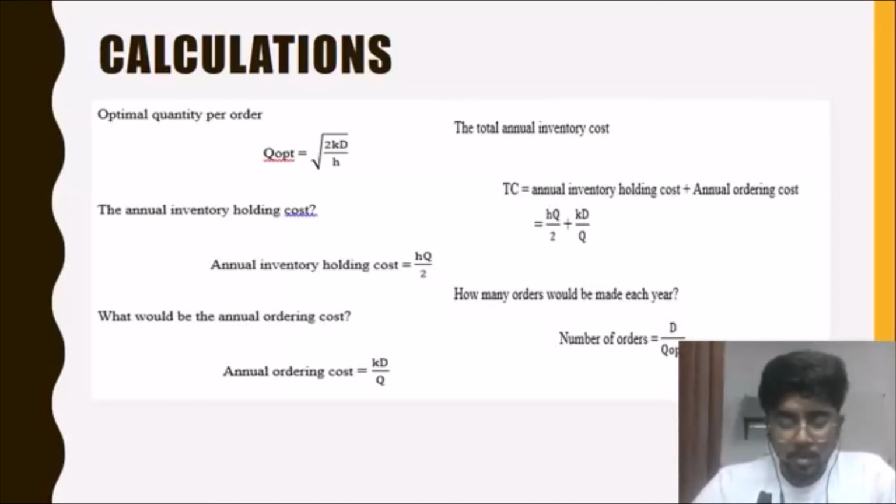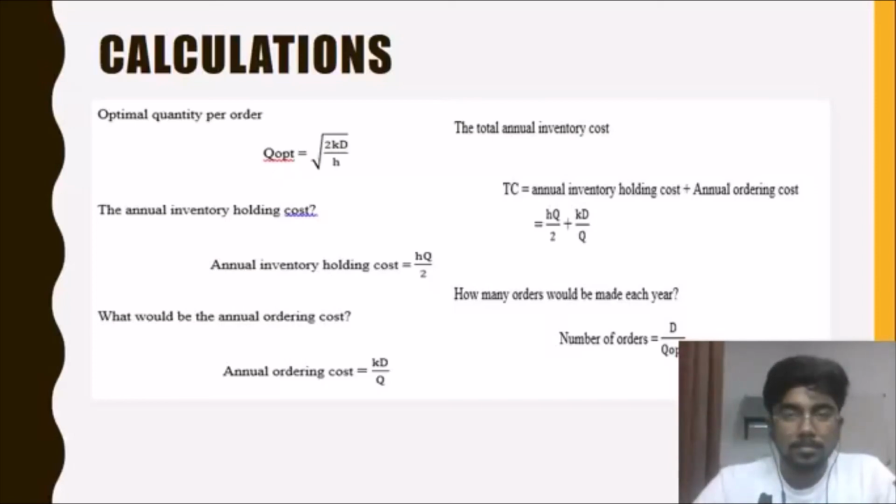The number of orders is annual demand over optimal quantity per order. So these are just the formulas for the values needed to build the EOQ. The full EOQ calculation has been provided in the appendix.